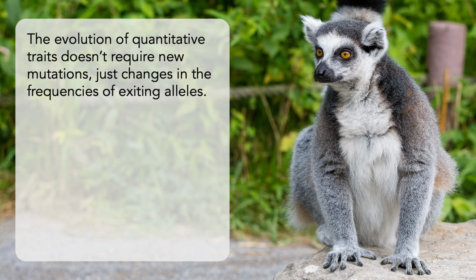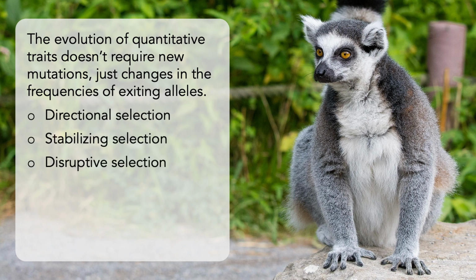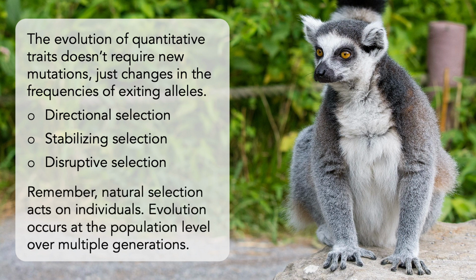The evolution of quantitative traits doesn't require new mutations, just changes in the frequencies of existing alleles. These changes can be brought about through directional selection, stabilizing selection, or disruptive selection. In any case, don't forget that natural selection acts on individuals. Evolution occurs at the population level over multiple generations.